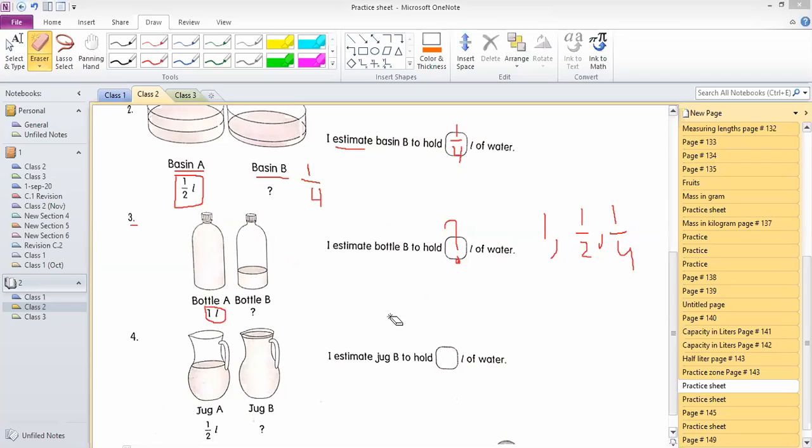Let me take one more student. Yes, Amjad Muhammad. Amjad, bottle B. Can you tell me how much water is there in bottle B? Question number 3. It's quarter liter. Quarter liter. Are you sure? Yes. That's very good. This is the confidence I like.